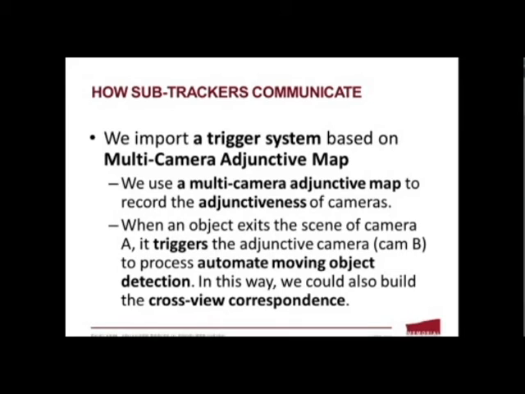We use a multi-camera adjunctive map to record the adjunctiveness of cameras. And when an object exits the scene of camera A, it triggers the adjunctive camera, let's say camera 2, camera B, to process automatic moving object detection. Also, in this way, we could build a cross-view correspondence.